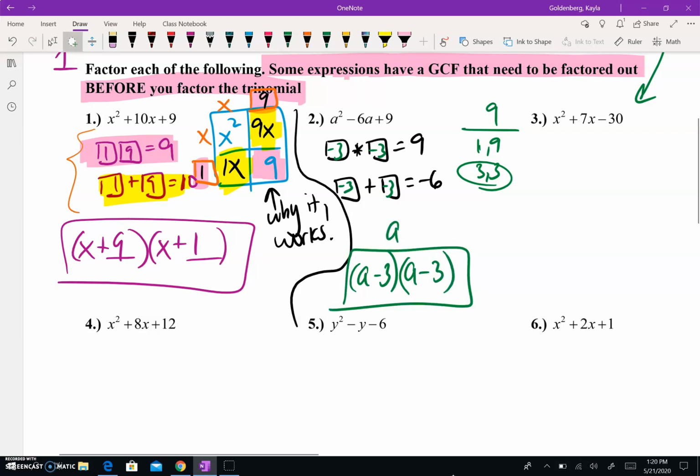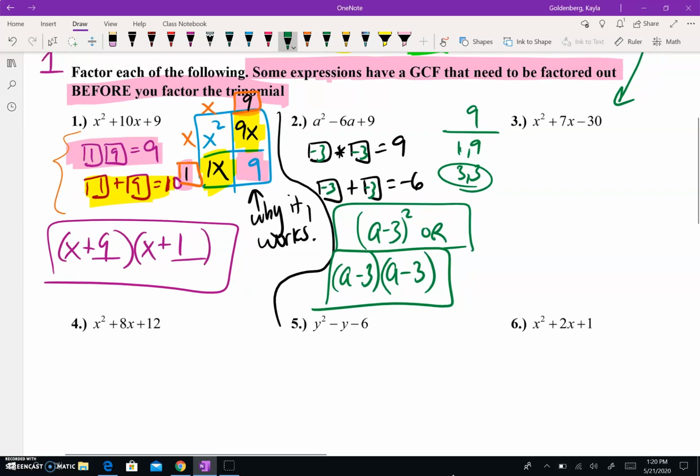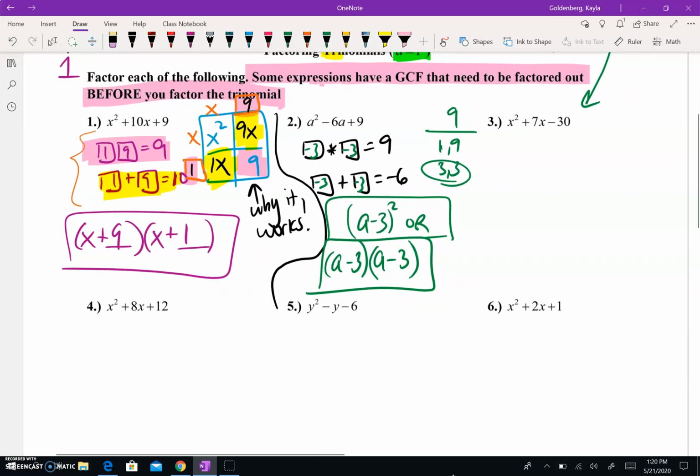You can also write this as a minus 3 squared. So I'll just write out both ways to write that. Since we have the same thing times itself, it's like x times x is x squared. Okay? I'm going to do this next one, and this next one is going to be the last one we do together. And we're going to ask ourselves the same question.